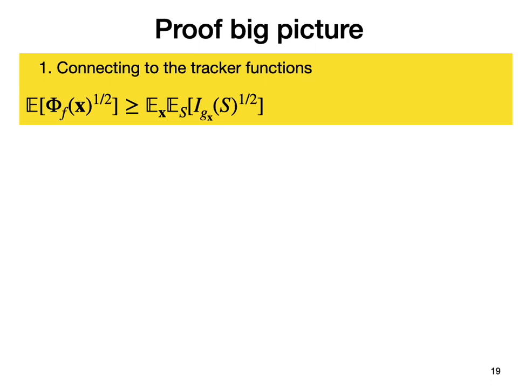So let me now back up and show you the big picture view of our proof. As I discussed on the last slide, we proved this inequality, which is at the core and is the main effort of our proof. It connects the directed boundary, so the expected square root of the threshold influence, to the undirected influence of the tracker functions.